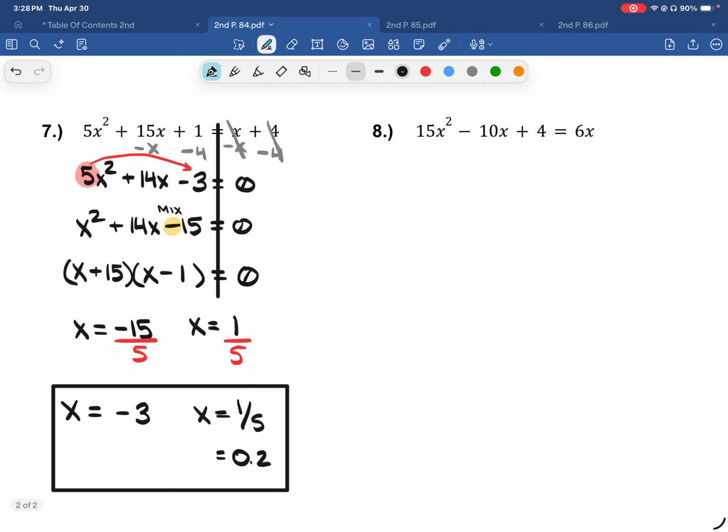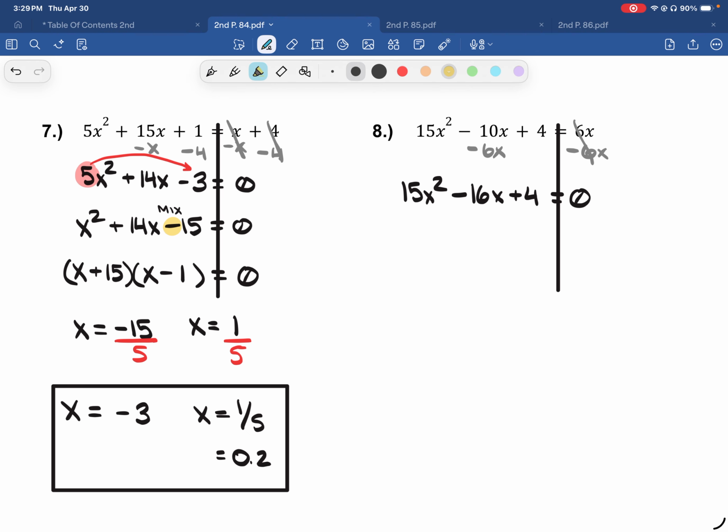Next up, 15x squared minus 10x plus 4 equals 6x. I'm going to cancel out that 6x by subtracting 6x from both sides, and I'll take that away from the 10x. That'll leave me with 15x squared minus 16x plus 4 equals 0. There's no GCF, it's in standard form equal to 0, so that means I'm going to use the slide and divide method to factor this.